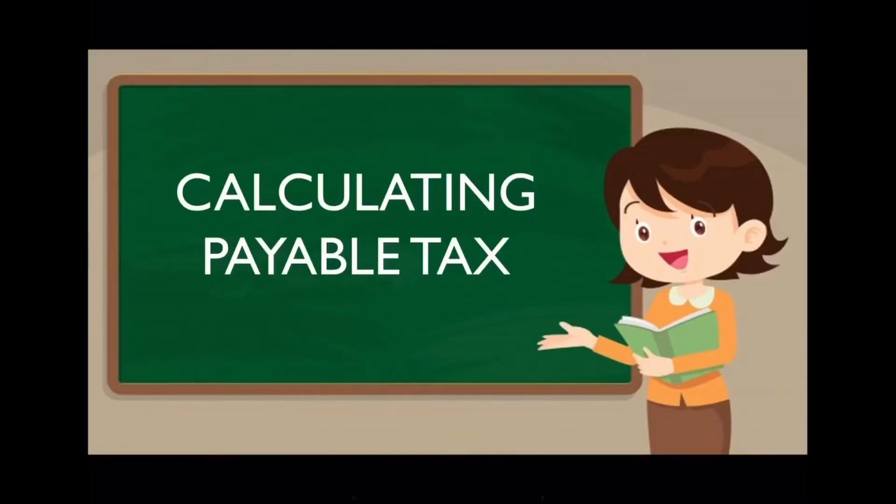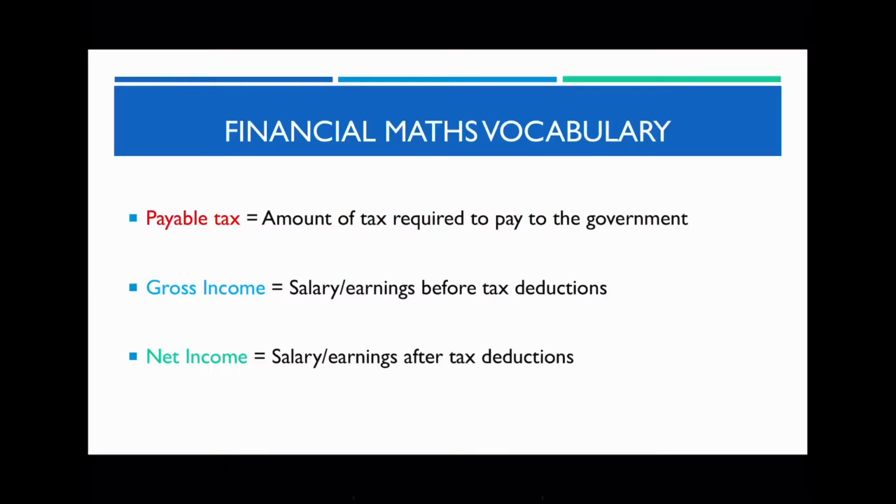So firstly, looking at calculating payable tax. It's very essential that you understand these three terms before we proceed to do any calculations. The word payable tax essentially means the amount of tax or money that you need to pay to the government. It is really important that we pay tax so that the money can be used for hospitals, for education, for roadworks, stuff like that the government needs to spend money on.